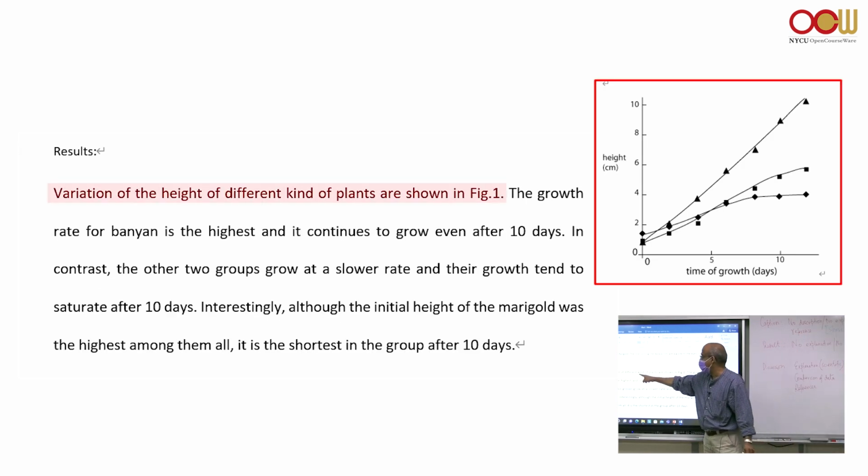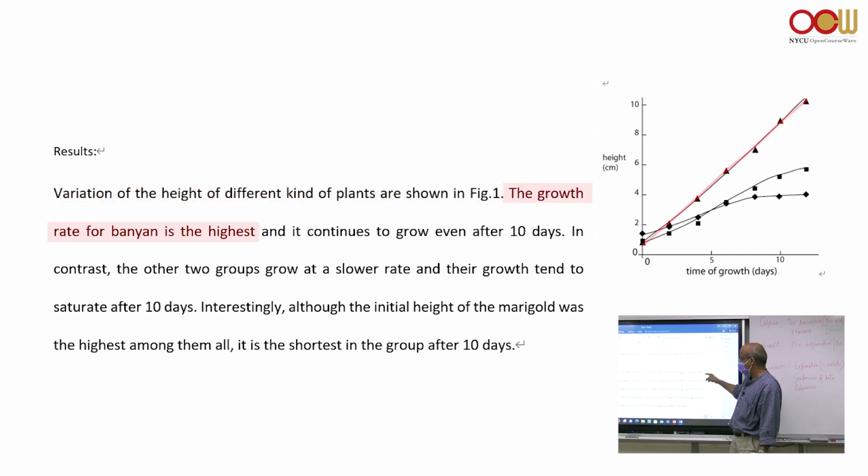So variation of height of different kinds of plants is shown in figure 1. Fine. The growth rate for banyan is the highest because it was the steepest. The growth rate. This is time and this is height, so that must be the rate. So that is the highest, and it continues to grow even after 10 days. So if you see, it continues to grow.